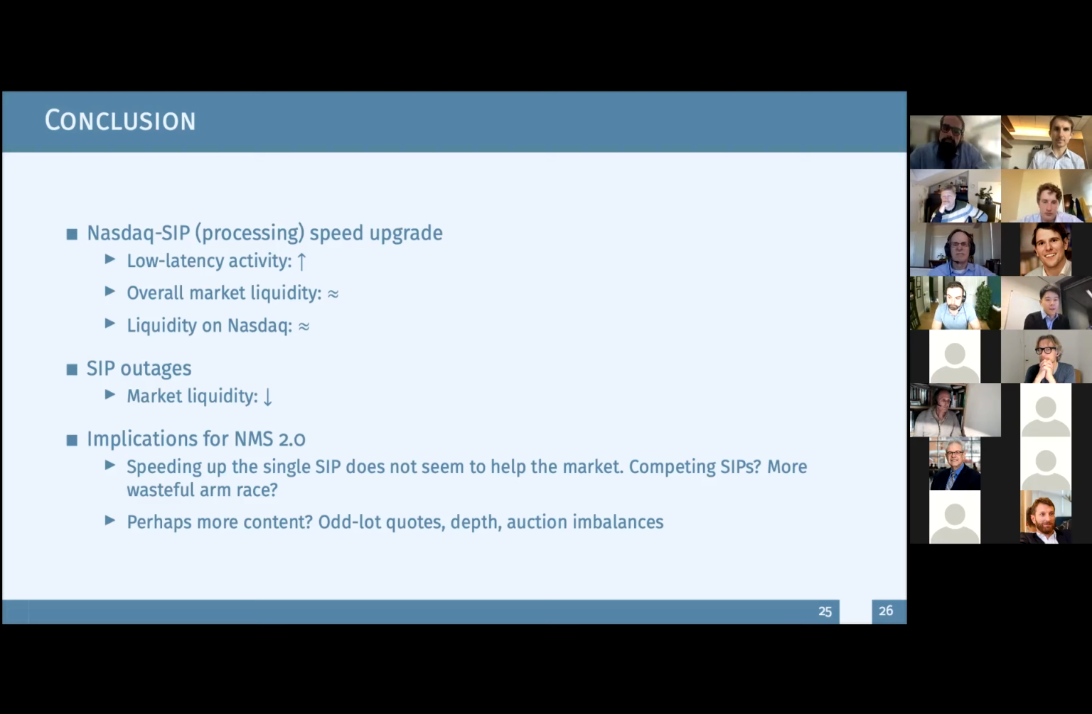But I mean, not everything comes for free, right? If you have multiple SIPs, each SIP has to again do all the things that the current centralized SIP does. So you might increase the total fixed costs. And that's one thing. The second is the benefit of having just one SIP: everybody can just look at that SIP and then you get a sort of centralized price.